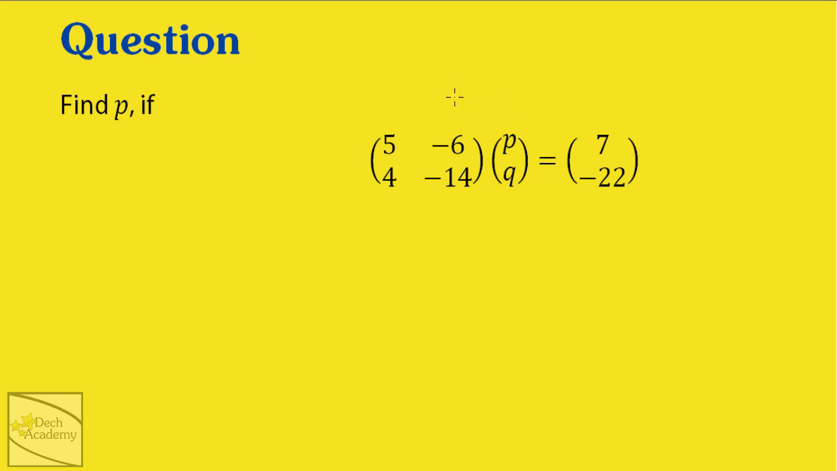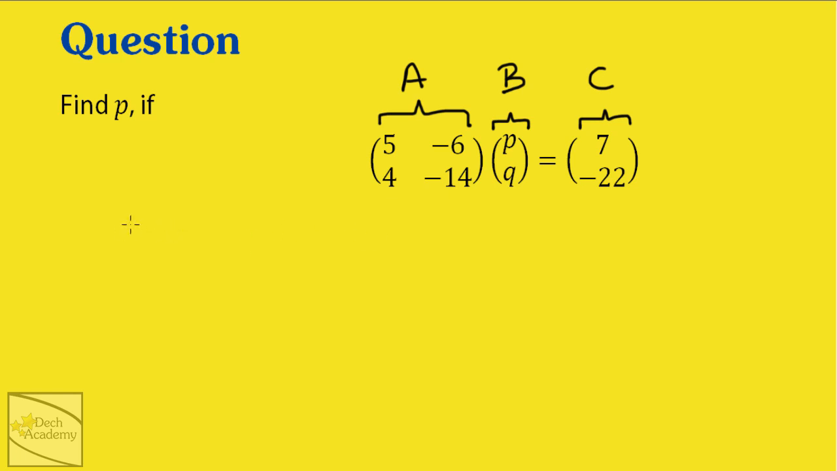There's a simpler way to solve this problem, and here's how it goes. So this first matrix I'm going to call A. This second matrix, which is also a column vector but it's a matrix, is matrix B. And this matrix I'm going to call matrix C.